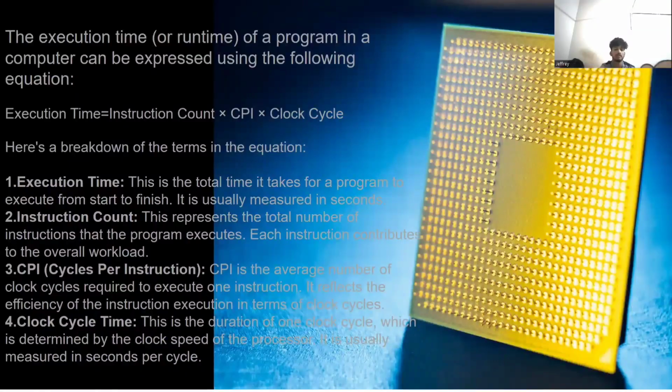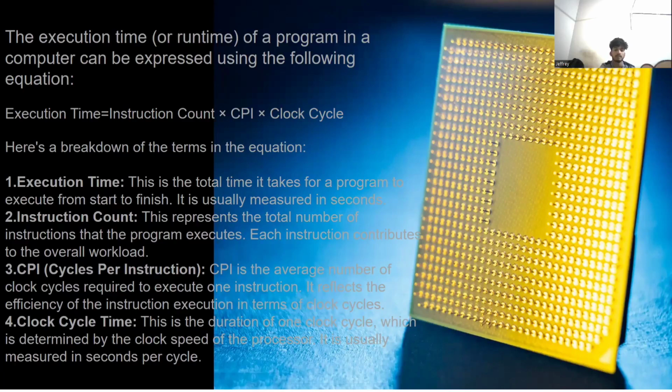The execution time or runtime of a program in a computer can be expressed using the following equation. Execution time is equal to instruction count times CPI times clock cycle time. Here's a breakdown of the terms in the equation. Execution time is the total time it takes for a program to execute from start to finish. It is usually measured in seconds.